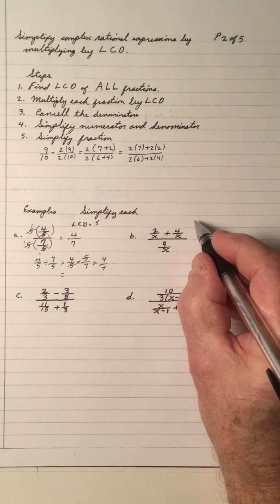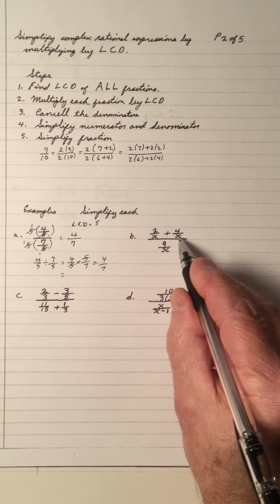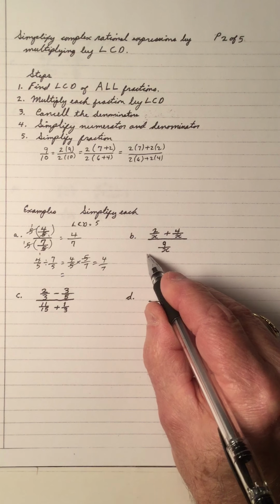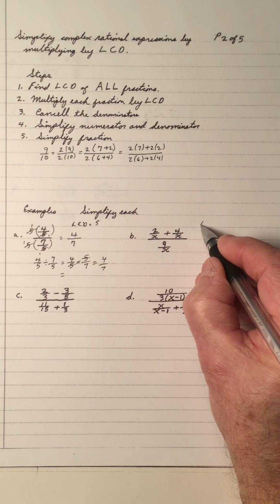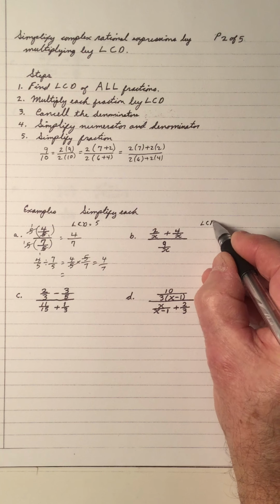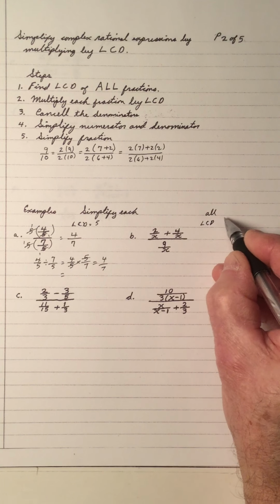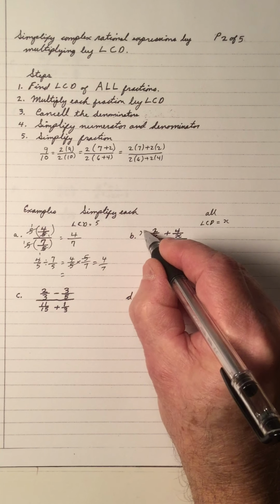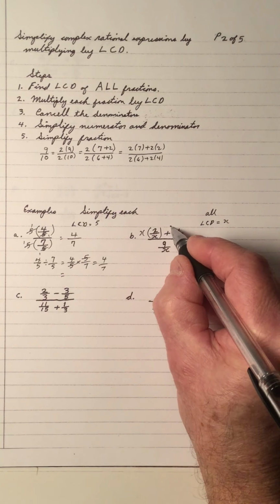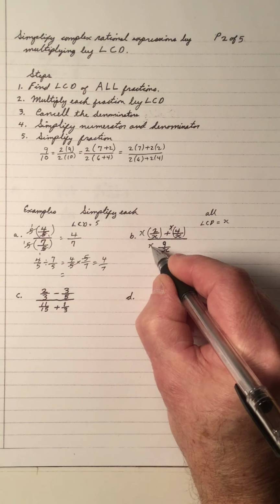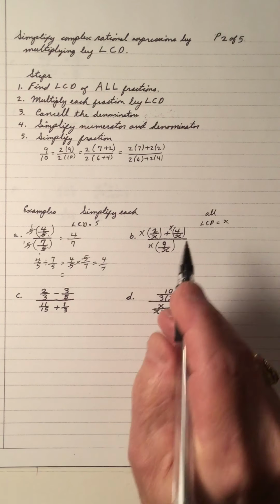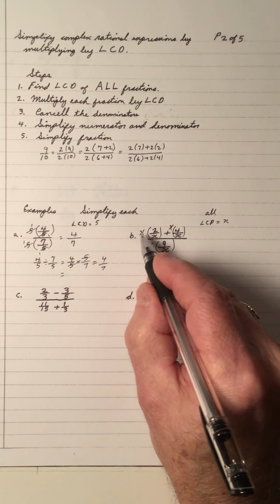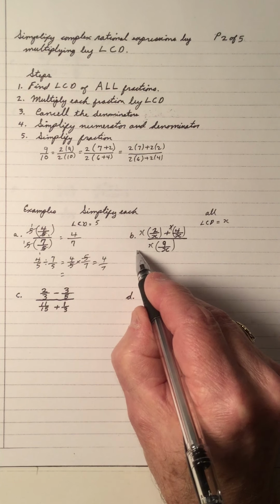So let's do this one. The LCD for the top is x. The LCD for the bottom is x. So the LCD for all fractions is x, because it's the same on top and bottom. So that means we'll multiply each fraction by x. So I'm multiplying all the fractions by x, which is the LCD. Notice I kept the balance, because that's the same as multiplying by x over x.